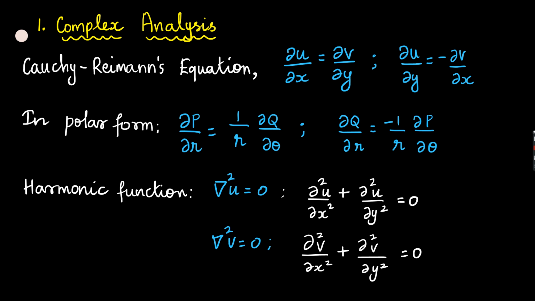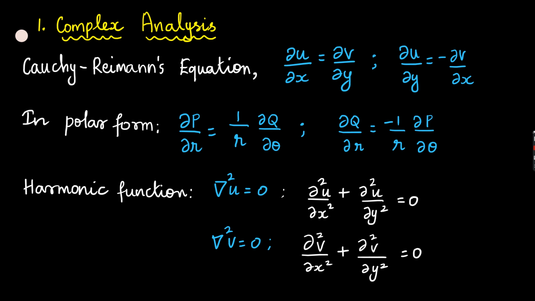So let us start with complex analysis. If you have to find whether a function is analytic or not, you will have to use the Cauchy-Riemann equations, which are given as this. The Cauchy-Riemann equation in polar form is given as dou p by dou r is equal to 1 by r dou q by dou theta.